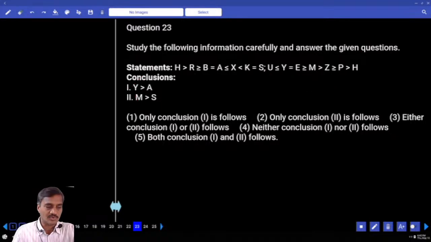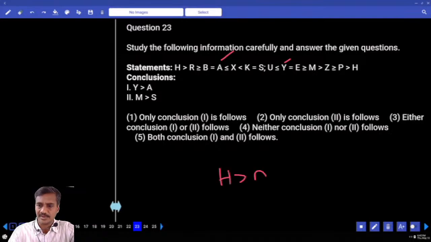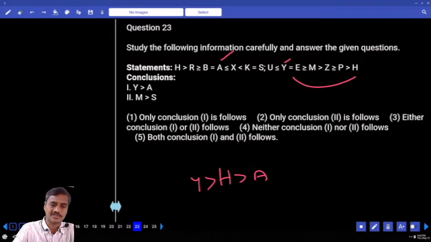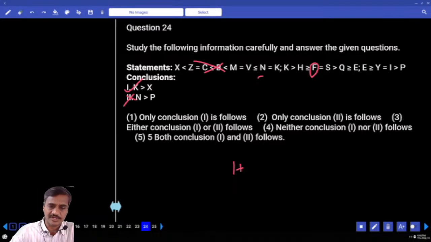Then 23, Y and A. Y is here and A is here. Which element is common here? H is common. H is greater than A, and Y is greater than H. Y greater than H greater than A, so Y greater than A, definitely true for the first one. Then coming to M and S: M is here, and S is here. The common element is H, and H to S has an opposite symbol, so no relation can be drawn. So only one, that is choice 1.